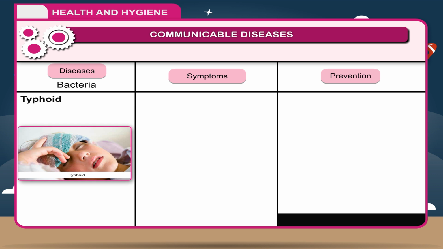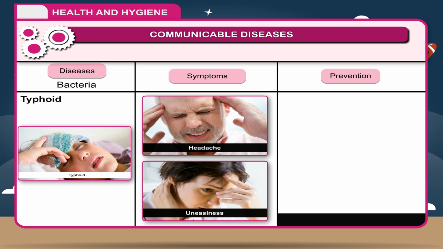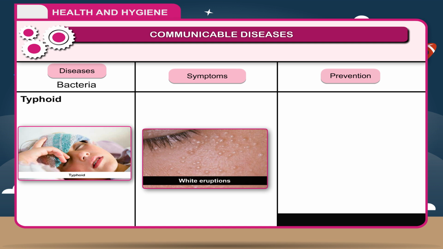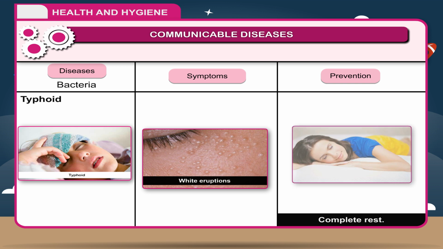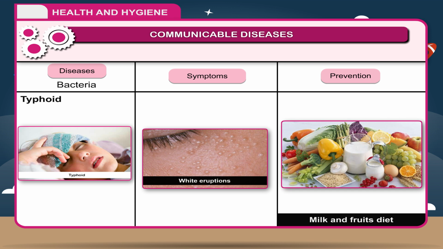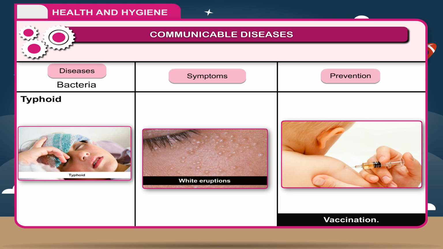Typhoid, spreads through water, food, or diseased patient. Prolonged continuous fever, headache and uneasiness, slow pulse, small white eruptions appear on the body. Complete rest, complete isolation, milk and fruits diet, use of antibiotics, vaccination.